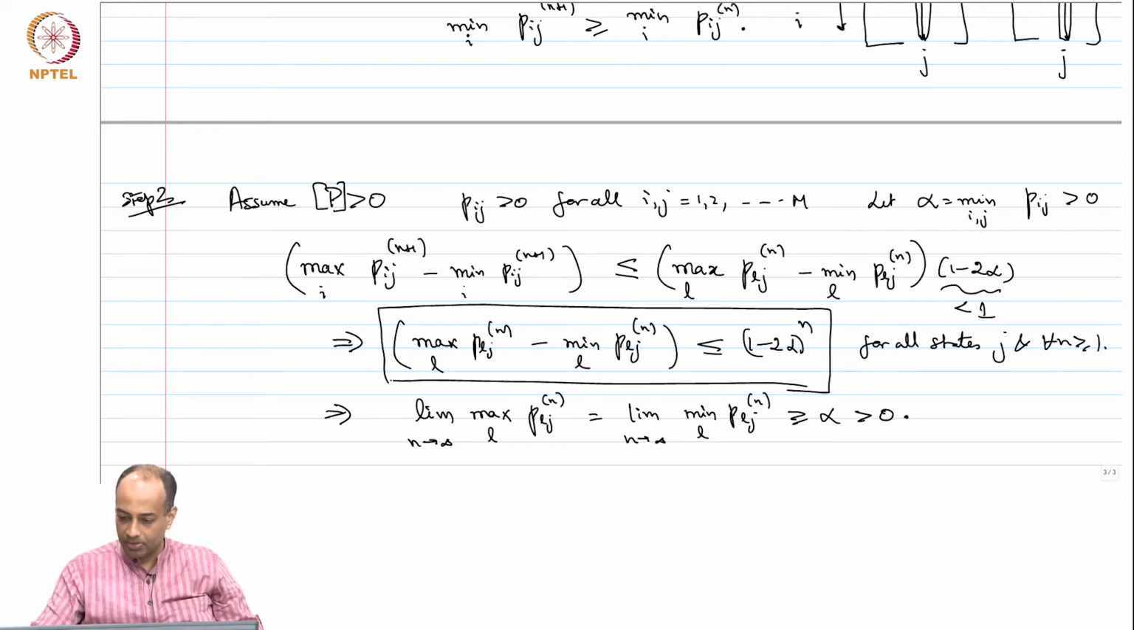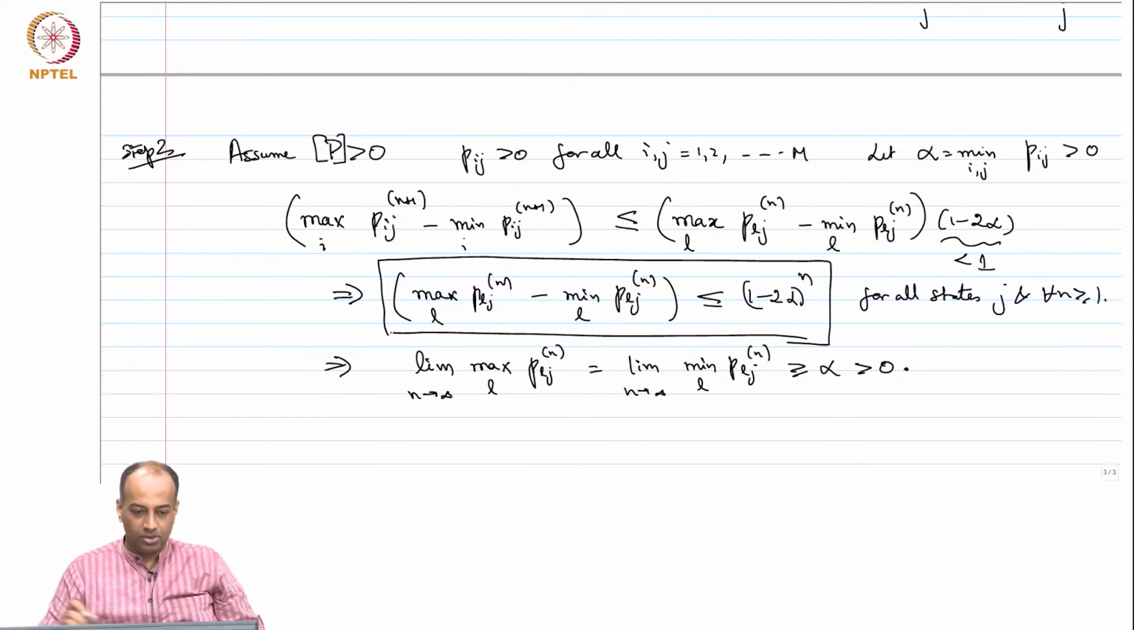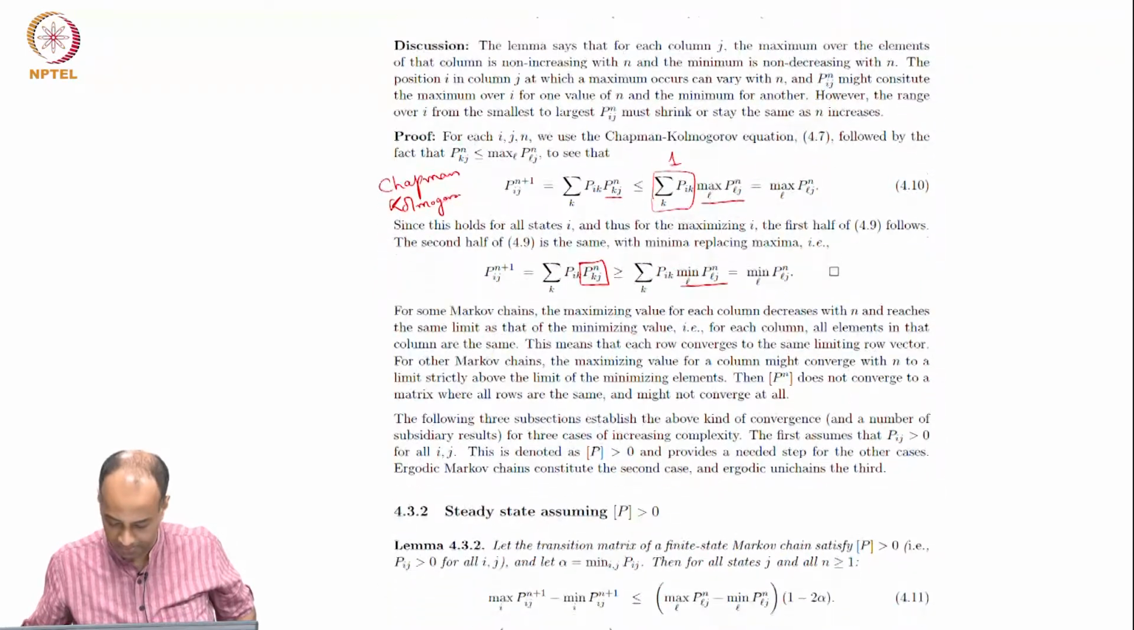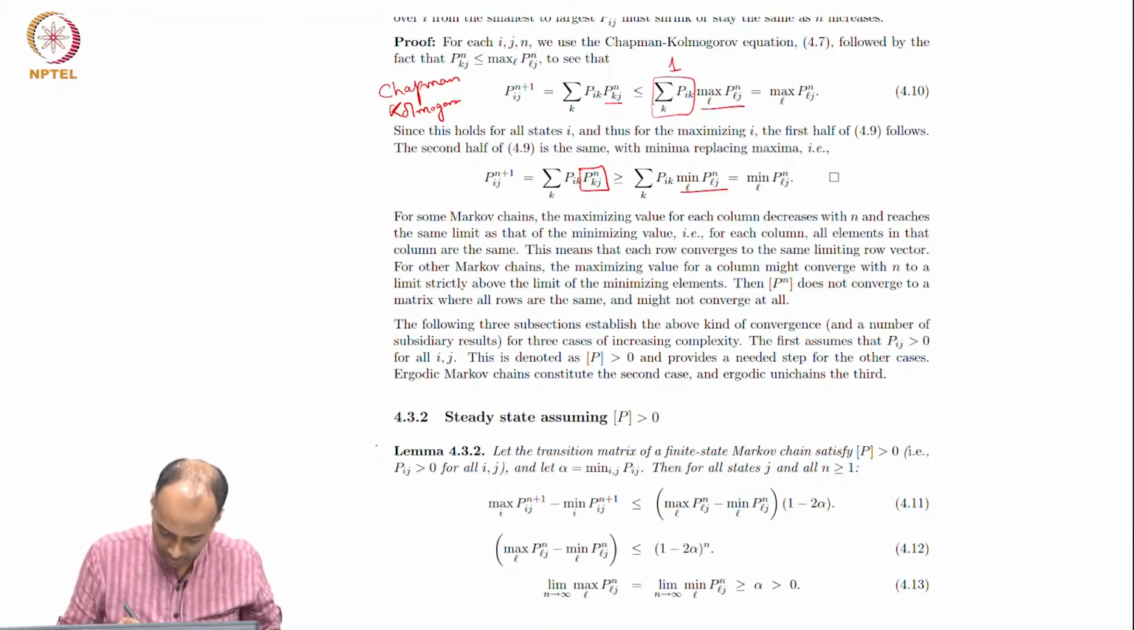Okay, so in this special case, you can prove that p to the n converges to some pi j, right? So just to walk you through how this is proved, I'm going back to Gallagher's book. This is the statement of the lemma.